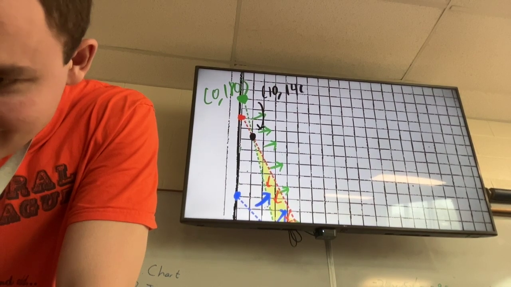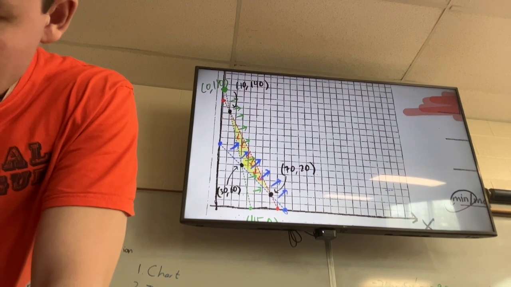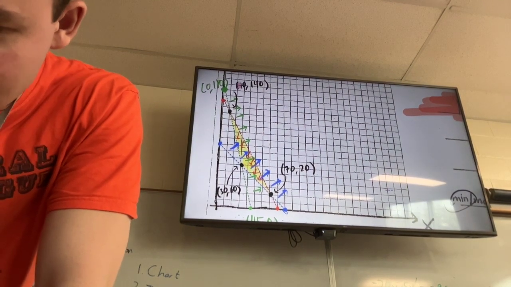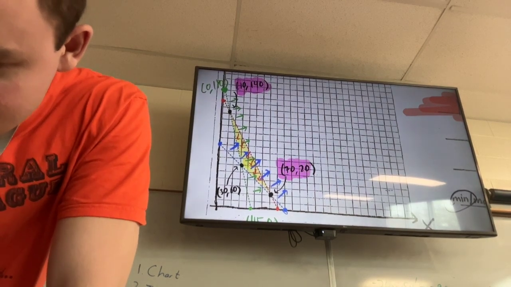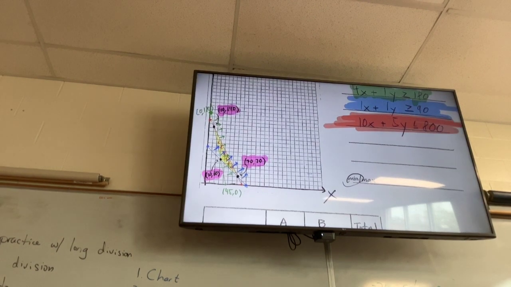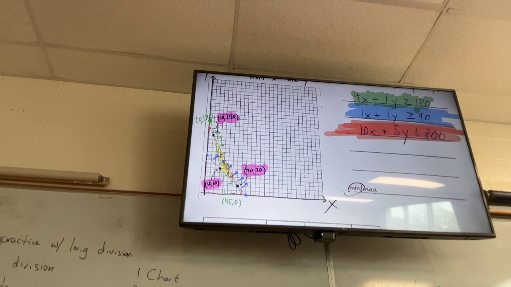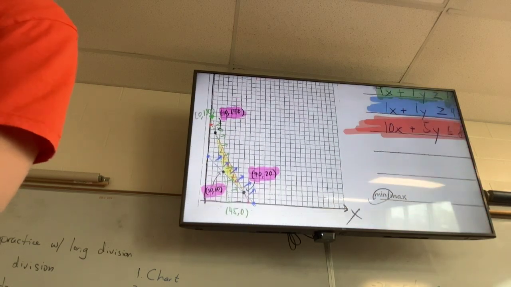We're almost done, okay? So those are our three points. These are important. One of these is going to be our answer. The others will get voted off the island. Okay? So one of those pink points is going to be our answer, okay? What are we trying to do? We want to minimize the cost, okay? How many bags of each brand should be purchased to minimize the cost, okay?